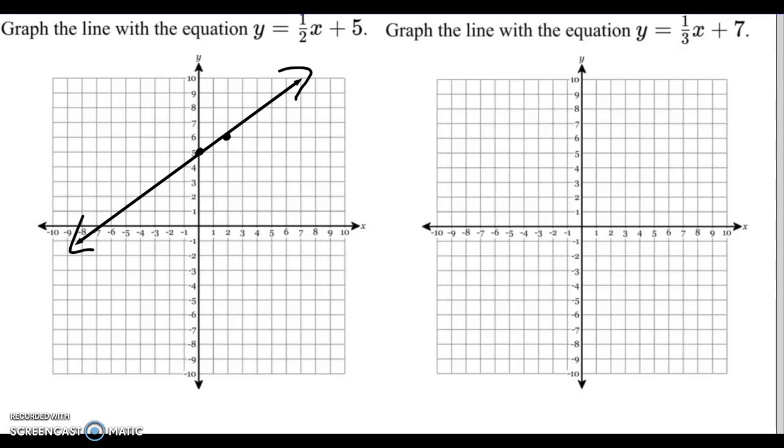Alright, let's take a look at one more example here. We've got +7. We go to the y-axis, go to 7. Next we've got the slope, which is 1 over 3. So we go up 1, and then we go to the right 3 and make a point, and then just draw a line.